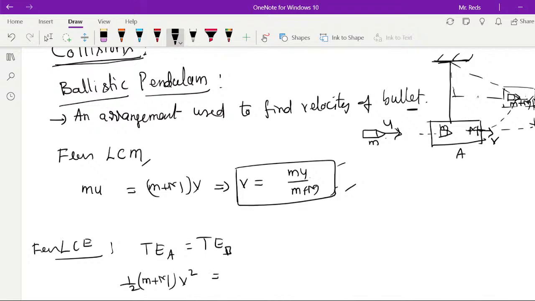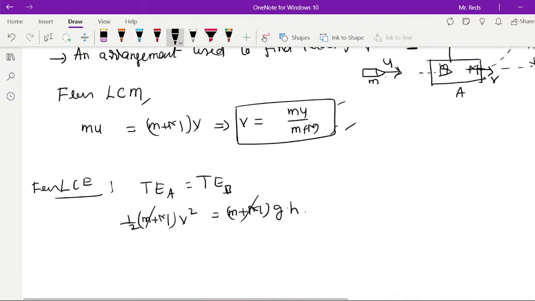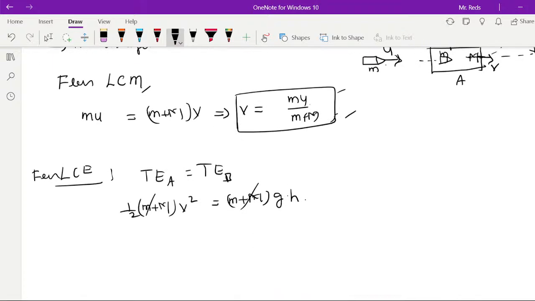At B the total energy is potential energy plus kinetic energy. It will stop here, so kinetic energy is 0. Potential energy will be mgh, that is small m plus capital M into g into h. Here m plus M is common, so if you cancel this, you will get v is equal to square root of 2gh. V is equal to this, and V is also equal to this.